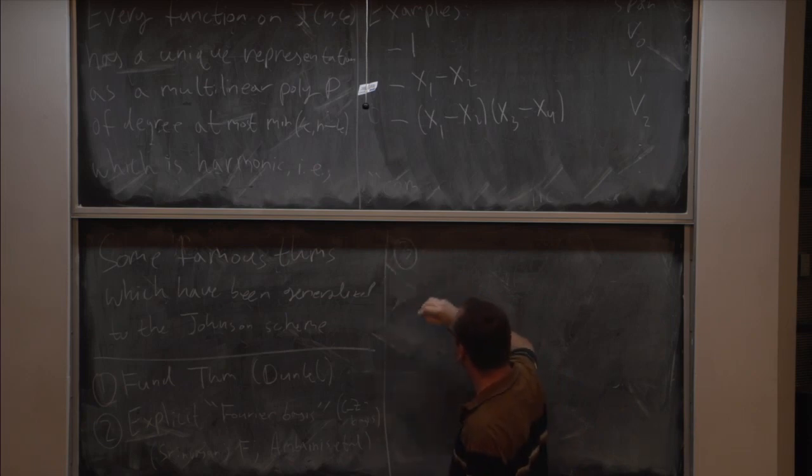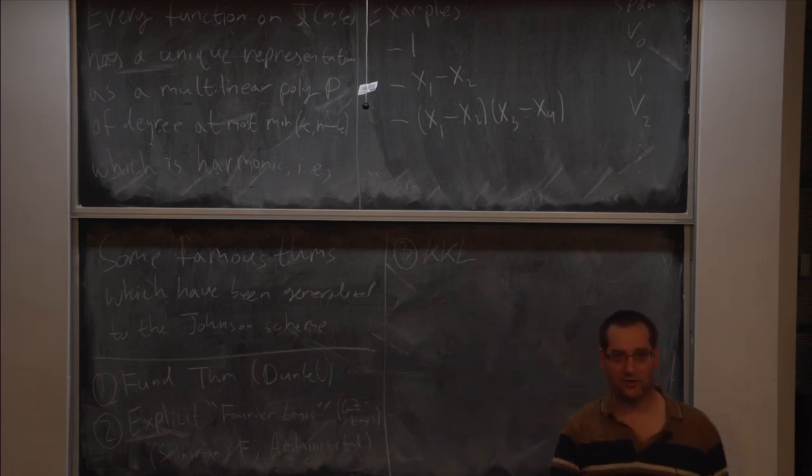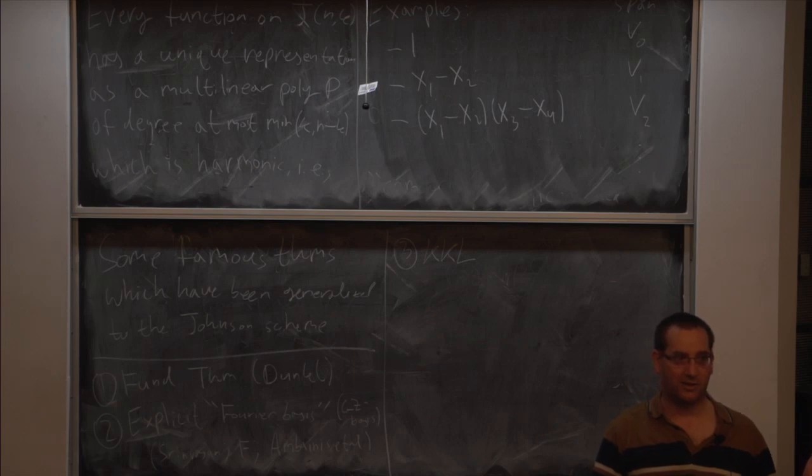Okay, so the next thing is the KKL theorem. Just to remind you, on the Boolean cube, the KKL theorem states that if you have a balanced function, then there is an influential coordinate, whatever that means.